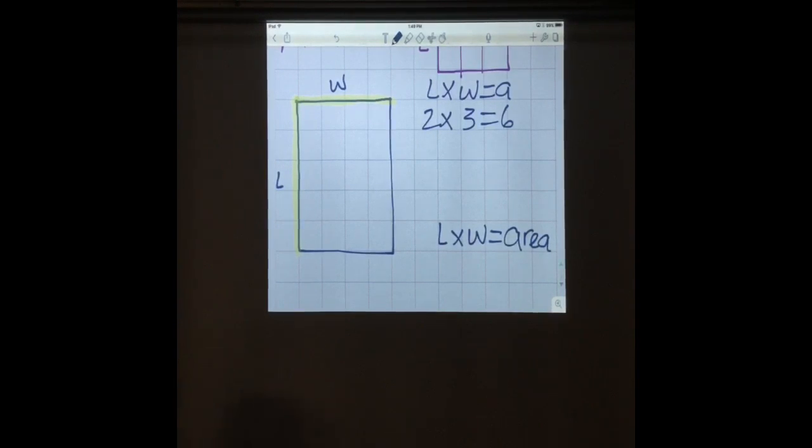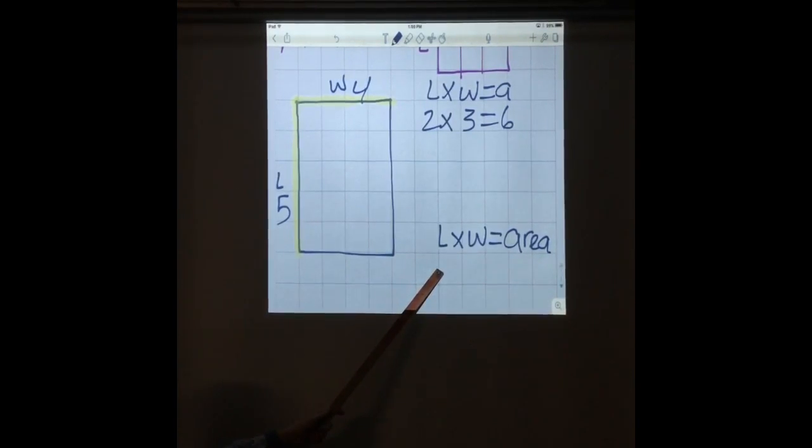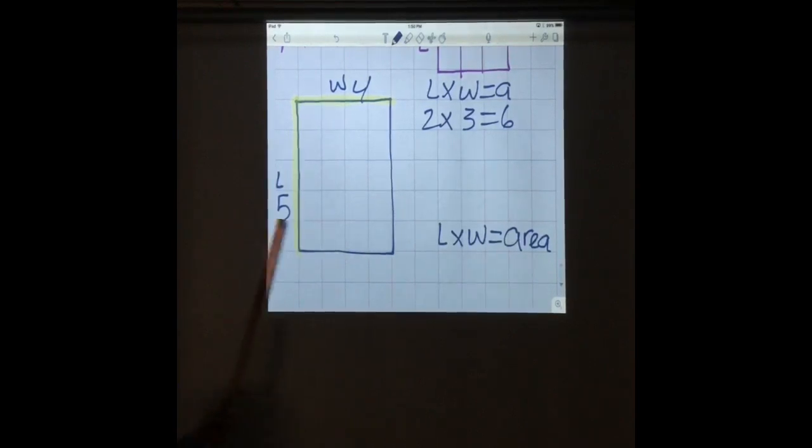All right, so what's our L number? What's our length number? Well, let's see. We got 1, 2, 3, 4, 5, right? So our length number is 5. And what's our width number? 1, 2, 3, 4. Okay. So, right over here, what are we going to put right below the L? 5. Multiply. What are we going to put below the W? 4. Right. So 5 times 4 is 20. And that's our area, is that right?